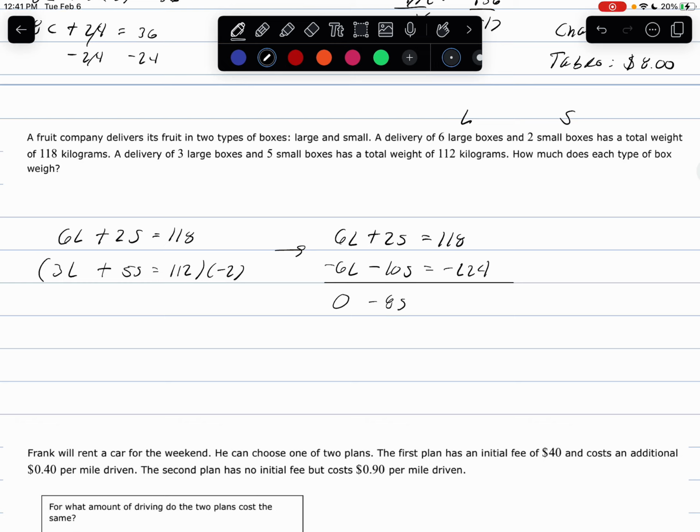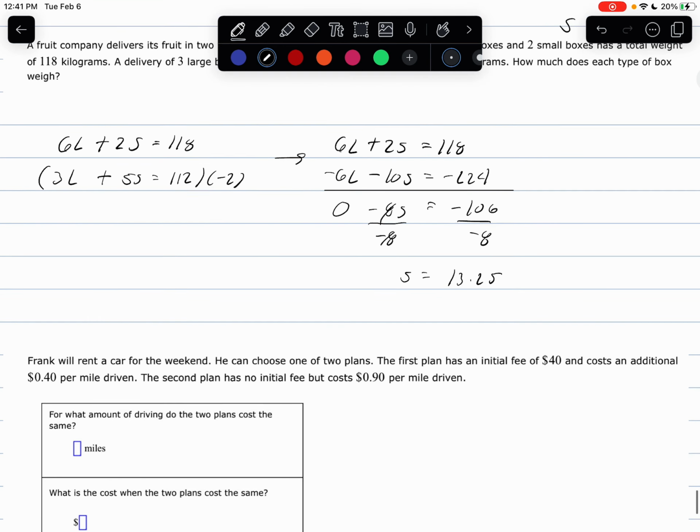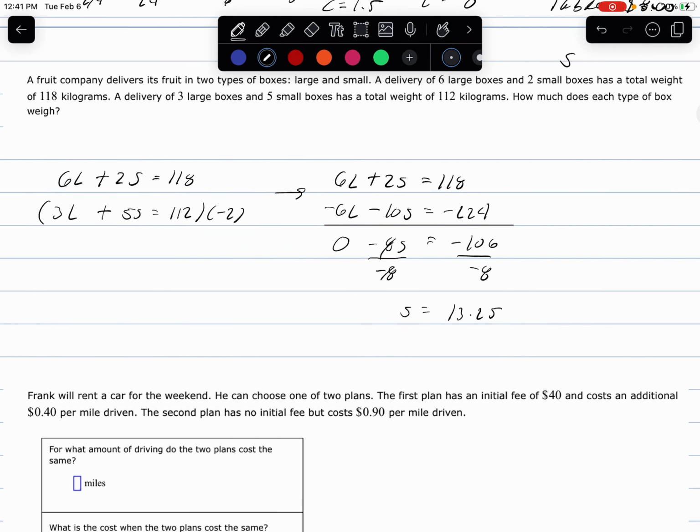And then we have 118 minus 224. That gives us -106. Now we can divide both sides by -8. And we're going to get that S is equal to 13.25. Okay, and you may use a calculator for these if you need to. So if we do 106 divided by 8, we get 13.25. Okay, so that means that a small box weighs 13.25 kilograms.